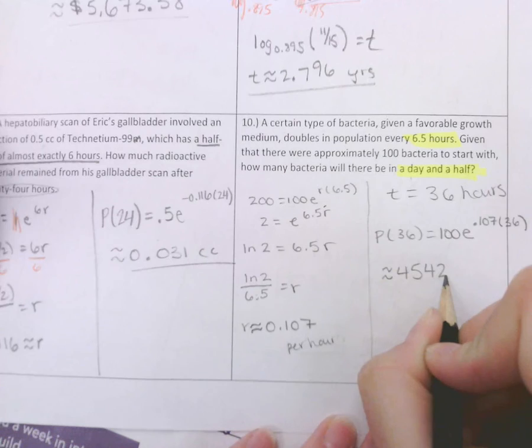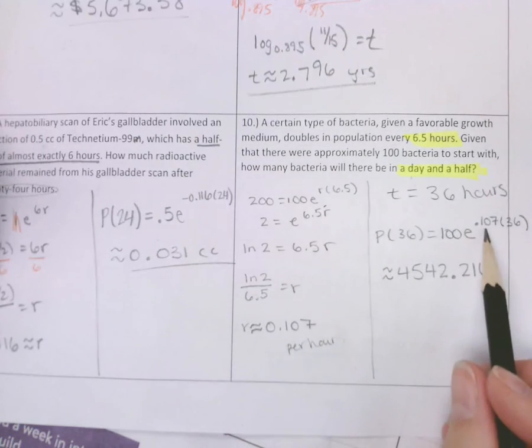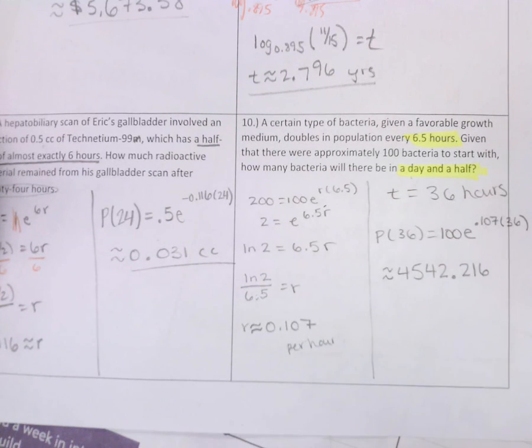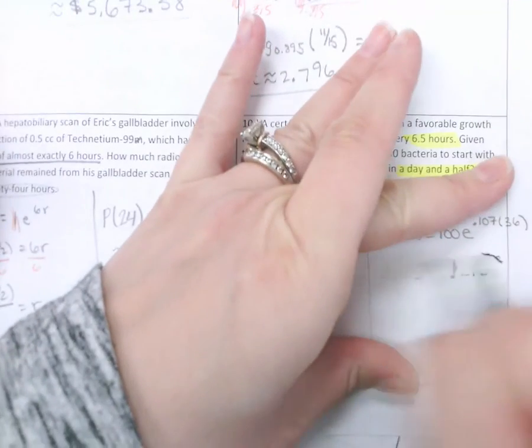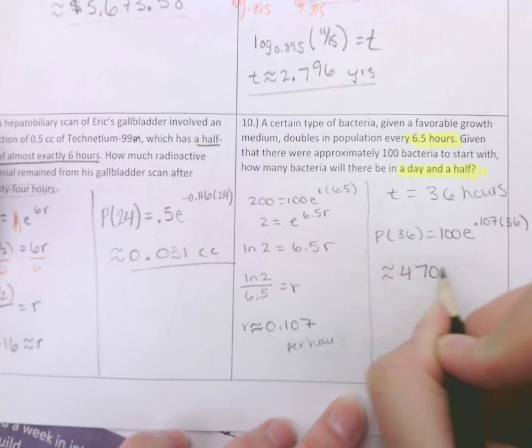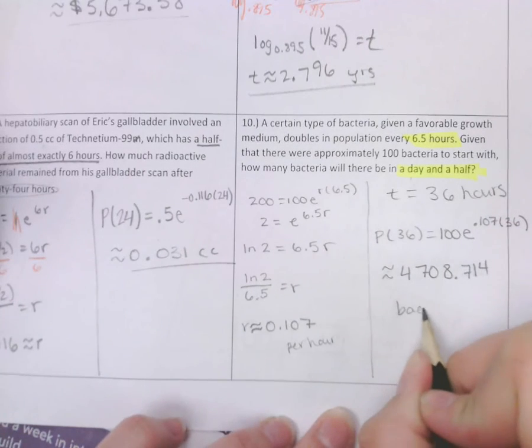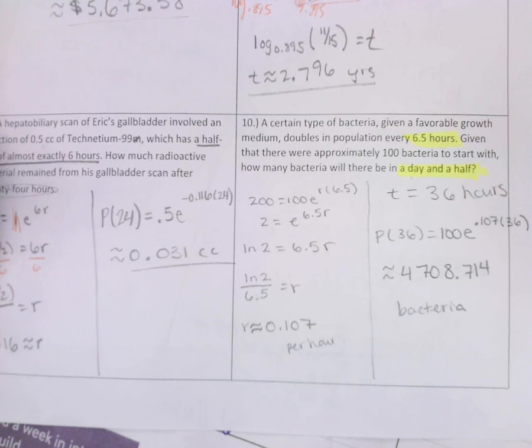4,708. Wait, I didn't get that, but I got close to that. Did you use the same rate as me? Yeah, 0.107? Yep. Or 0.106? Oh no, I'm wrong. I typed in 0.106. You are right. 4,708.714. It's crazy how one decimal makes a difference. I know. That's why there are very specific instructions about rounding on your test. So read directions. 3 decimal places.